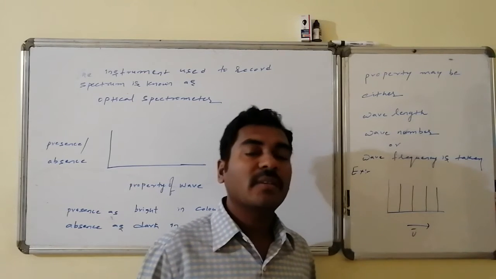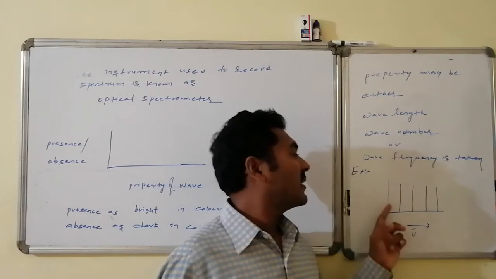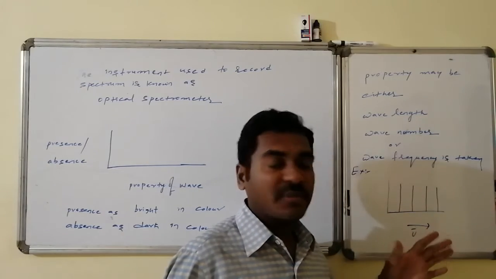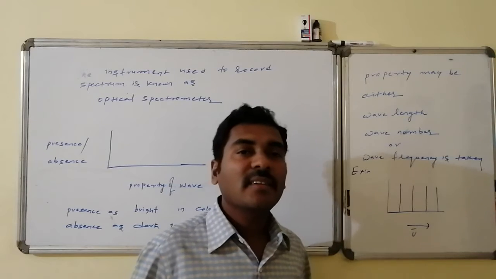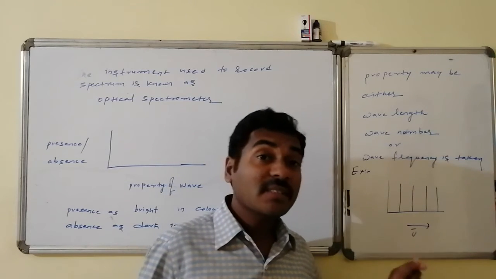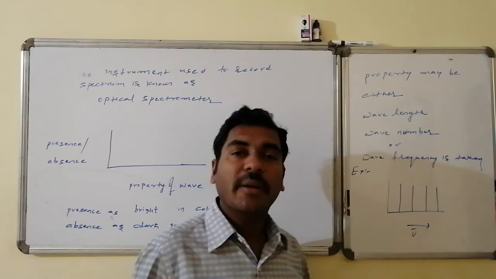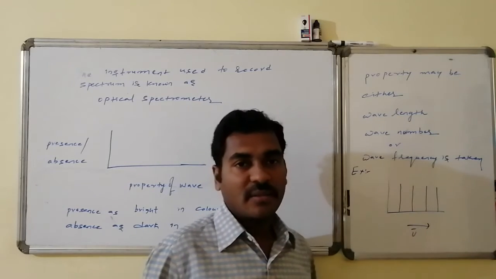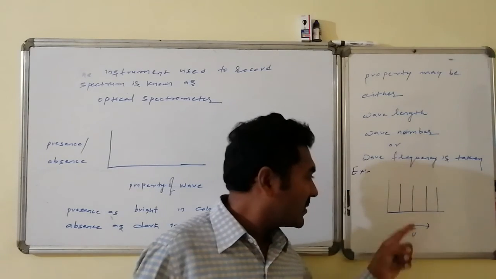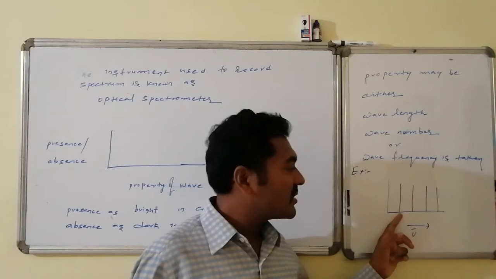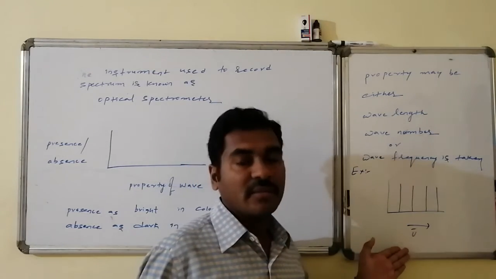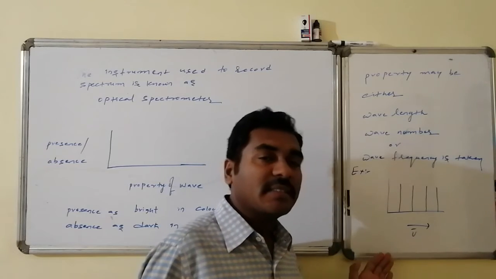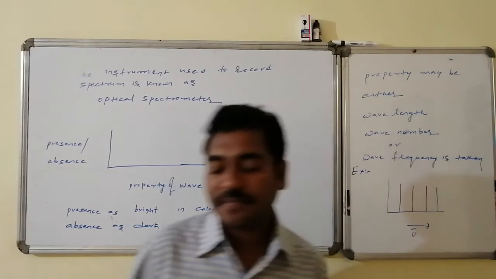Once again I am bringing to your kind notice that here on the y-axis is presence or absence. These lines, whatever are there, consider these are the bright lines. So bright lines indicate presence of these particular wave numbers. All the remaining are absent. The wave number corresponding to each present line is indicated on the x-axis, and here the wave number is adjusted in such a way that it is increasing from left to right.